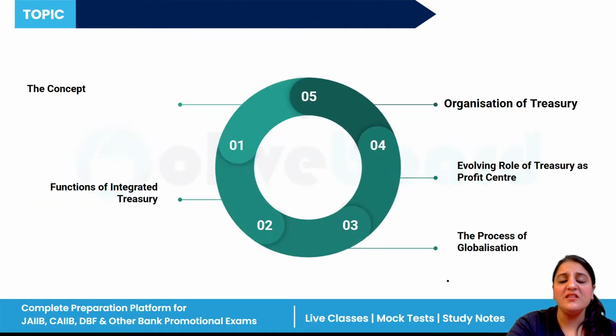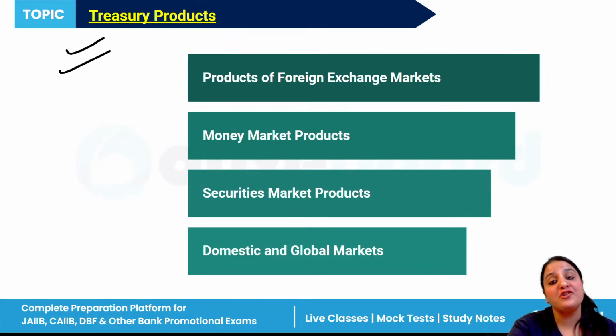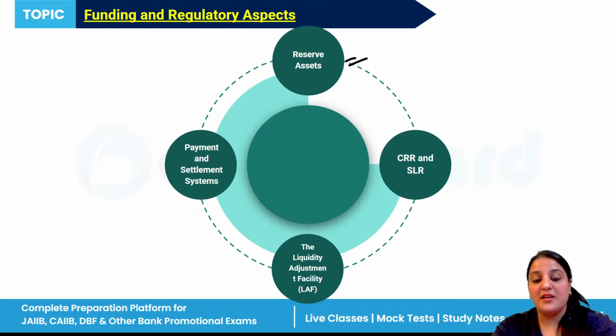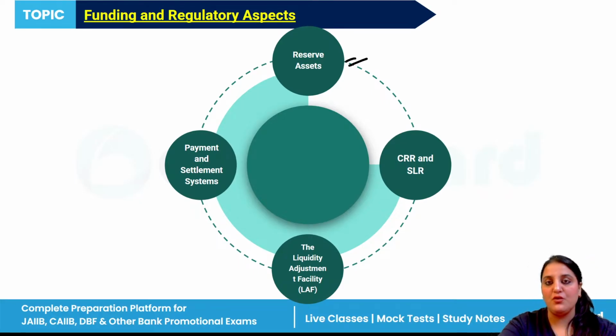Okay, the first chapter is all about the concept. Then there are some products, products of the treasury. The third chapter is all about the last topic, where we will see a quick topic discussion, so that it will help you understand how you are going to learn in the classes. So that's why I'm going very quickly from here, because it is important to know about the syllabus. Then we have international equity and debt products, some reserve assets, cash reserve ratio and statutory liquidity ratio. And if you have any doubt, you can also ask here.